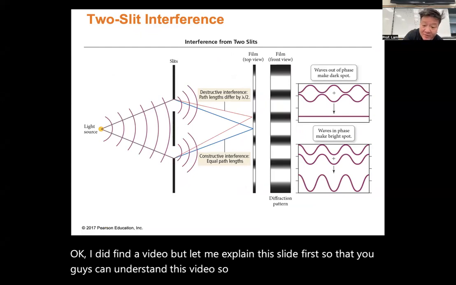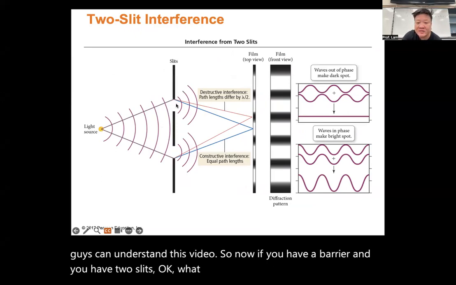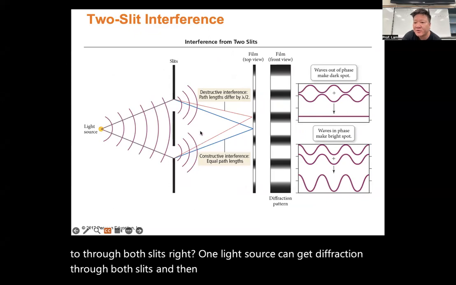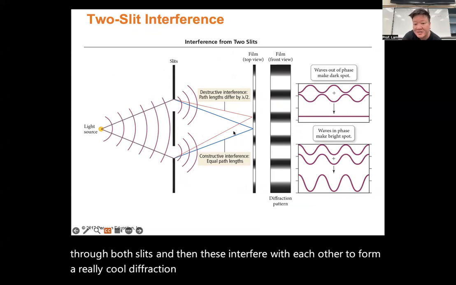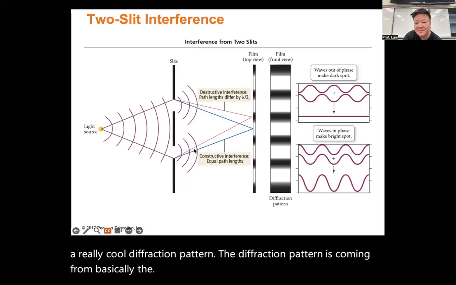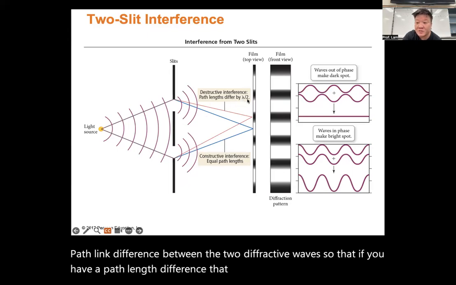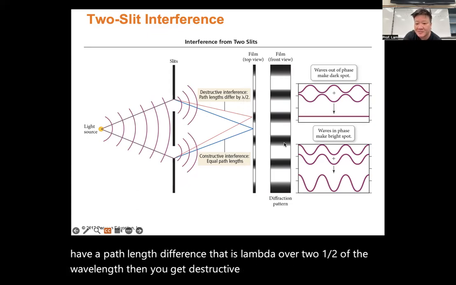So now if you have a barrier and you have two slits, what happens is the light will get diffracted through both slits. One light source can get diffracted through both slits, and then these interfere with each other to form a really cool diffraction pattern. The pattern comes from the path length difference between the two diffractive waves. If the path length difference is lambda over 2, half of the wavelength, then you get destructive interference.